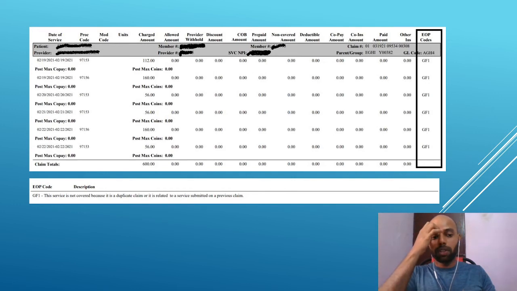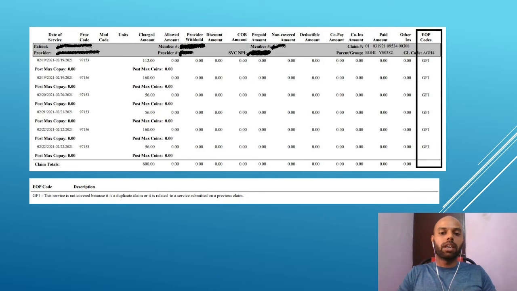And another denial we used to get in ABA services is non-covered because it's a duplicate claim. We have a claim with a denial code GF1. That means the service is not covered because it's a duplicate claim or it's related to a service submitted on a previous claim. Sometimes people submit a claim twice incorrectly, or they submit the corrected claim without the denial reason code. So insurance considers it a duplicate claim.